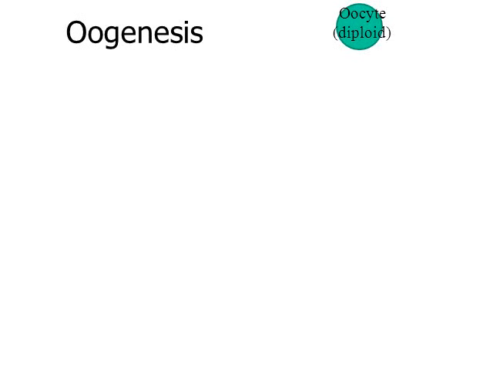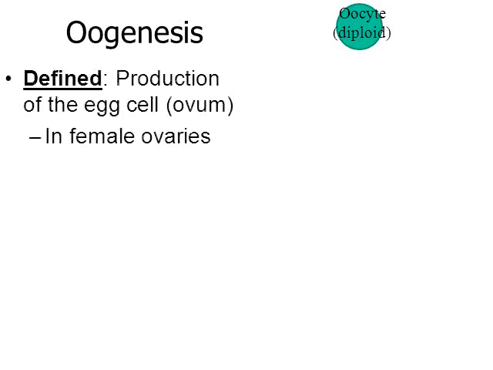Now, for women, the process is a little different, and I believe it's pronounced oogenesis. First of all, oogenesis is defined as the production of the egg cell, or the ovum. Ovum is just the science word for an egg cell, and this takes place in women's ovaries. Women have thousands of cells called oocytes. An oocyte, from the picture you can see, is the diploid cell. Oocytes go through meiosis. Meiosis number 1, that oocyte will divide into 2 cells.